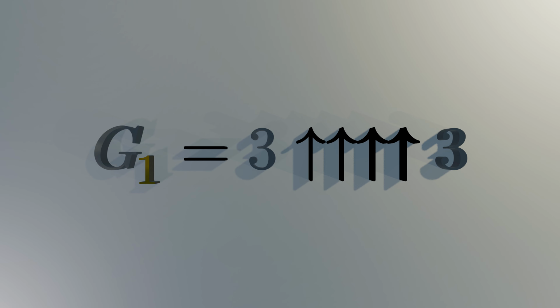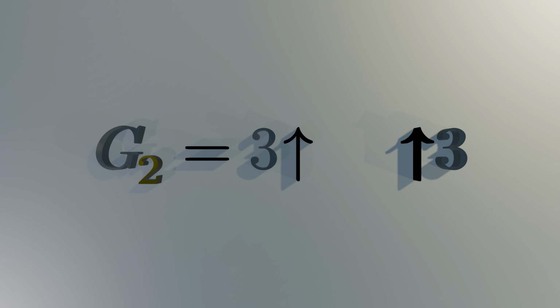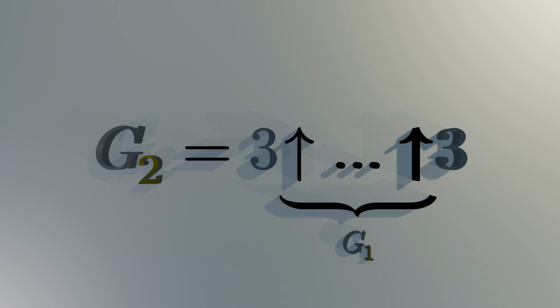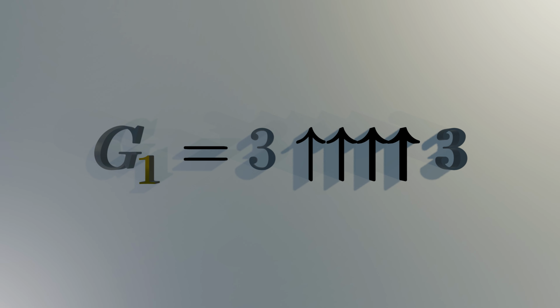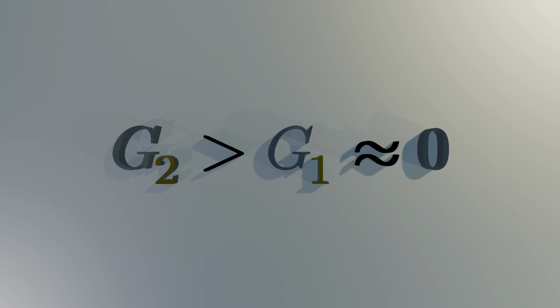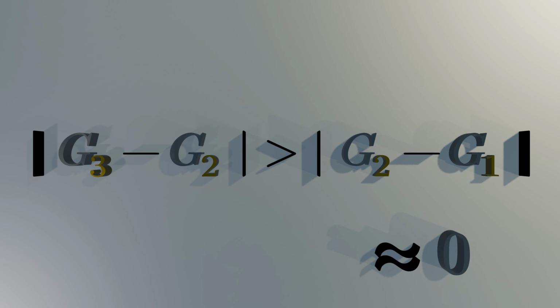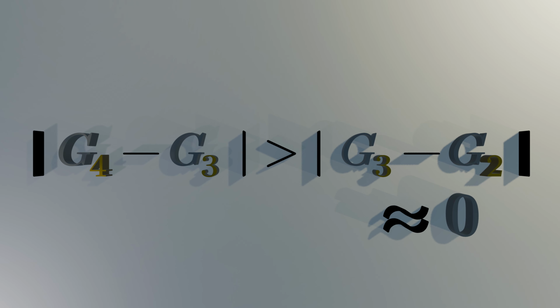An already incomprehensible number. Then G2 is equal to 3, G1 arrows, 3. And in general, Gn is equal to 3, Gn minus 1 arrows, 3. This sequence is absurdly fast growing. Just its second term is too large to write out in the observable universe. Yet G2 is so colossal that G1 is practically negligible in comparison. And the gap between G3 and G2 is even more mind-bending than the one between G2 and G1, with each subsequent gap exploding even further.